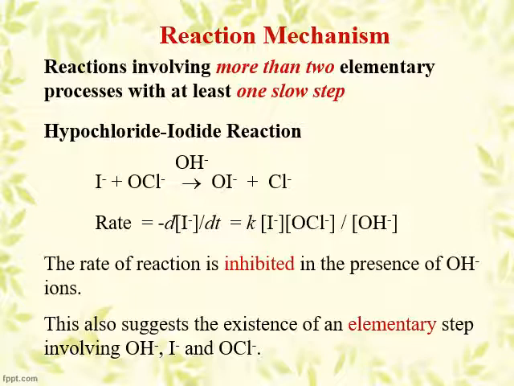Now this is the case where there are more than 2 elementary processes, and one of the elementary processes is a slow step. There must be at least one slow step. An example is the hypochlorite iodide reaction. This is the overall reaction, and this is the rate law.